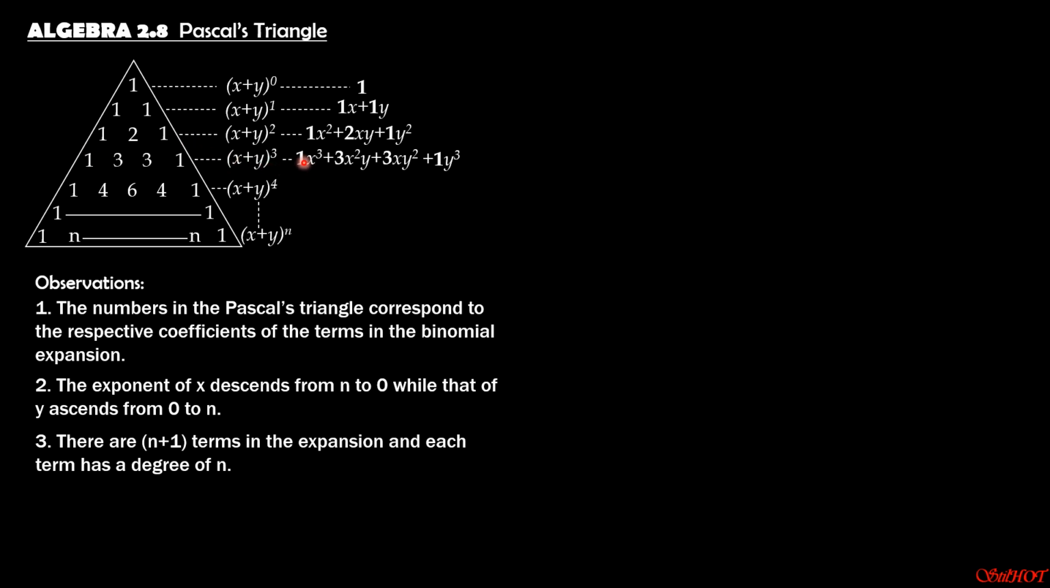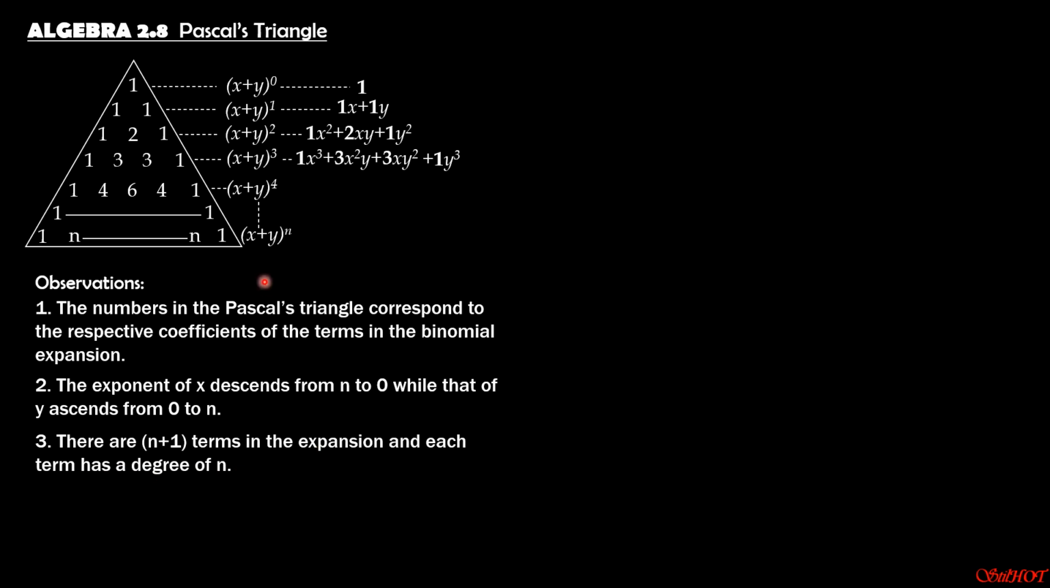So I already explained that the exponent of the first term x descends by 1 from n to 0. So if it says (x plus y) cubed, it is 1x cubed first. Then in the next, x squared, then we have y to the 1. 1x cubed, y to the 0. Then 3x squared, y to the 1. Then 3x y squared, then plus 1 x to the 0 y cubed. That's the meaning of that.